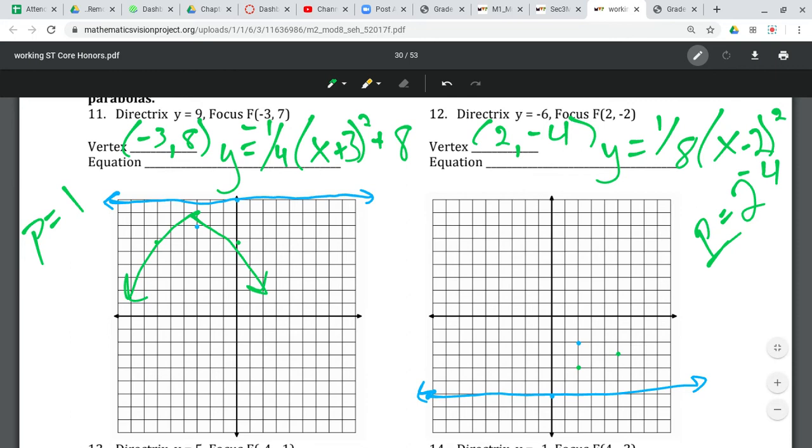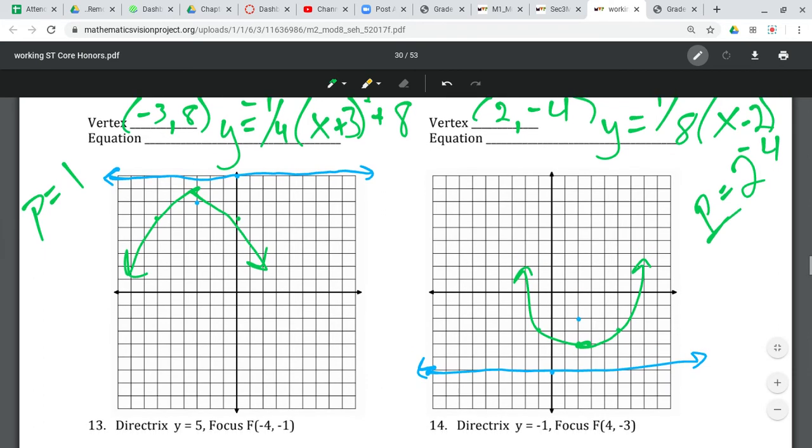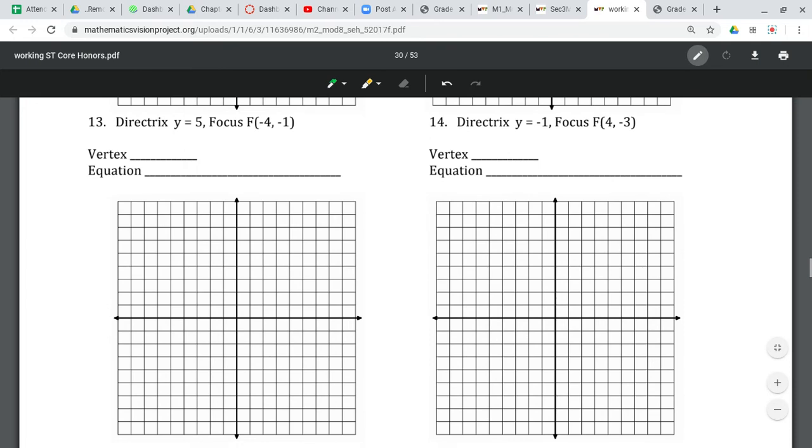So there's our point. Then we're going to go over 1, 2, 3, and over 1, 2, 3, and there's our point. So remember, they're always symmetric. Let's see if I can get a nice curve on this one. Kind of, sort of. So there is your parabola. All right, you guys will do the same thing for 13 and 14.